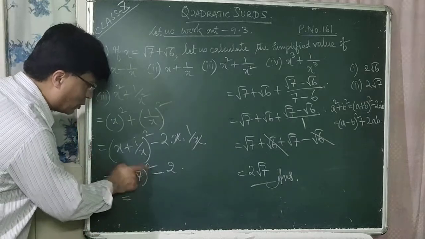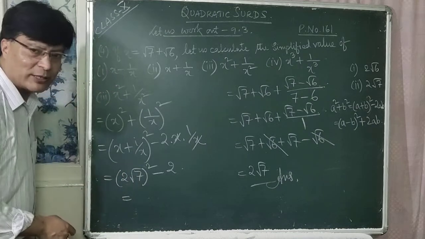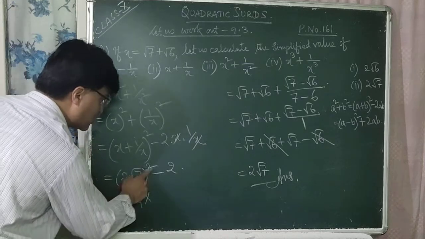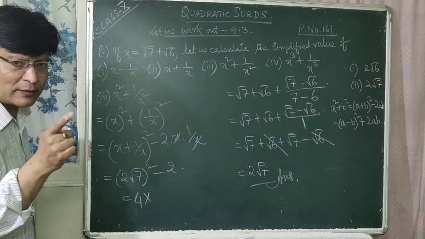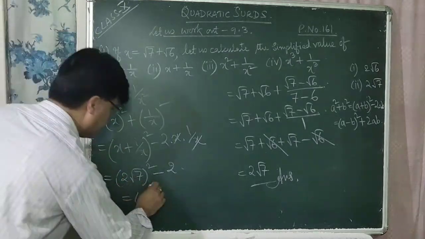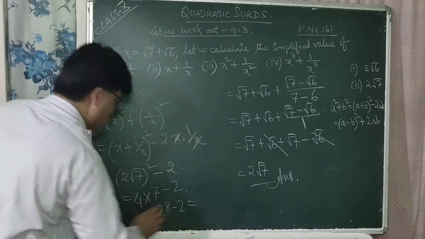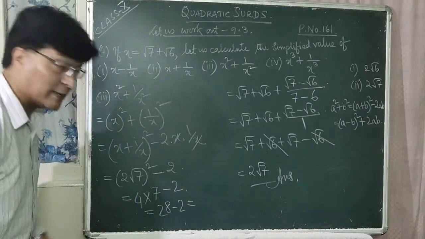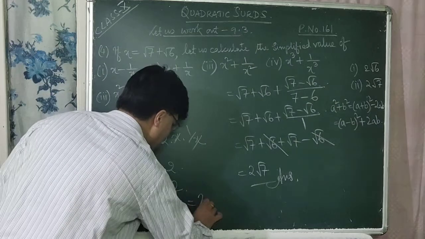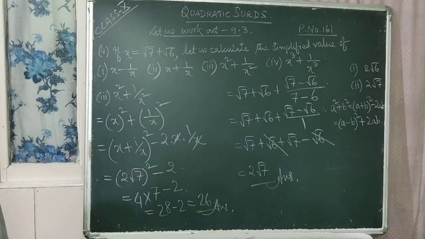Is equal to now, 2 root 7 whole square. How can you simplify it? This square is for both 2 as well as root 7. What is 2 square? 2 square is 4 into, what is root 7 whole square? Root 7 into root 7, root over 49, which is equal to 7. That means its square root will be removed. Minus 2 is equal to 7 4s are 28 minus 2, isn't it? What is the answer? It is 26. So 26 is the answer.